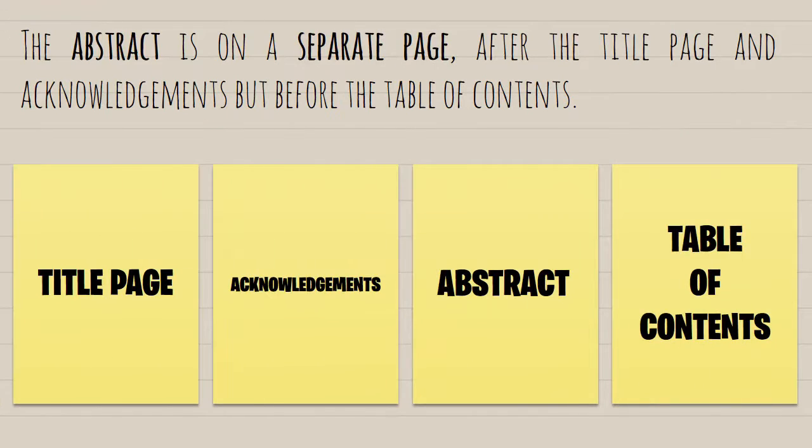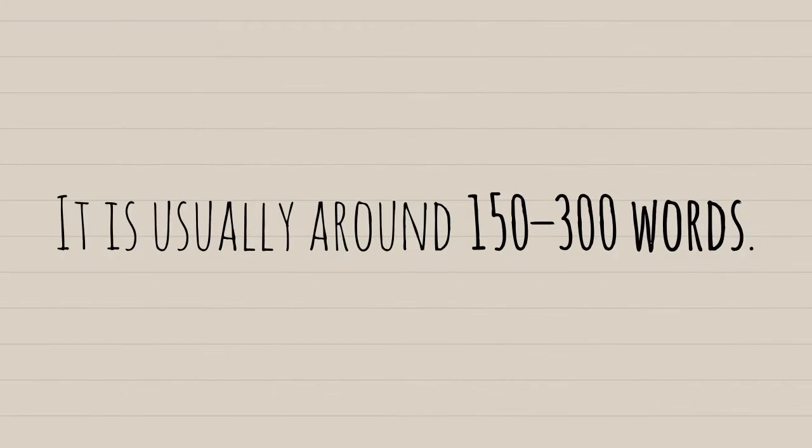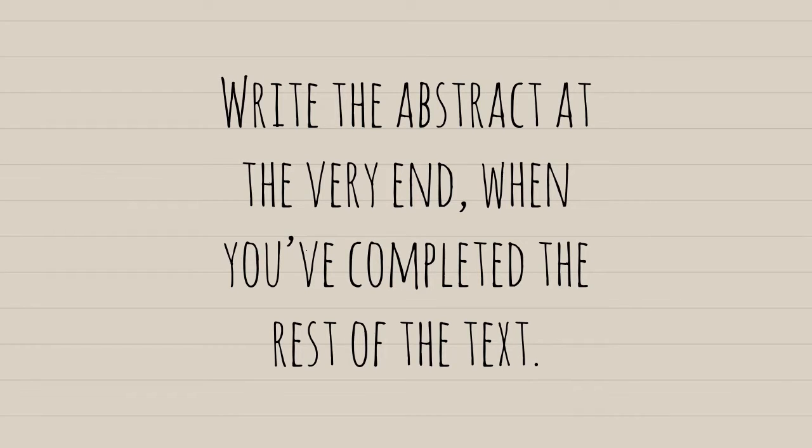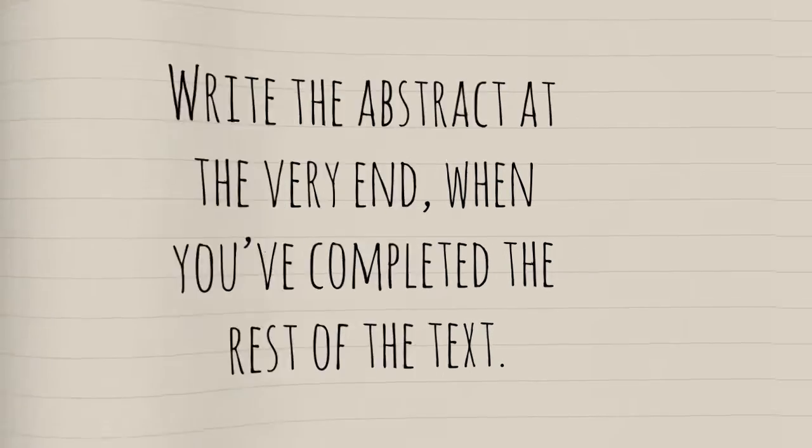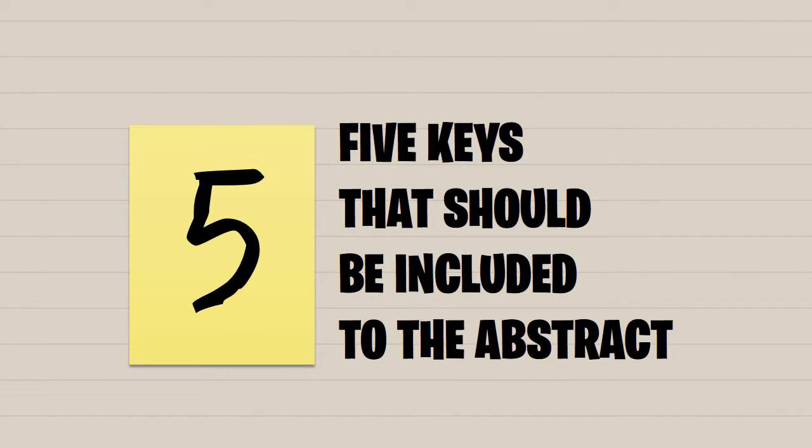In addition, the abstract is on a separate page after the title page and acknowledgements, but before the table of contents. This is usually around 150 to 300 words. An abstract should only be written after the research or article is complete. There are 5 keys that should be included in the abstract.